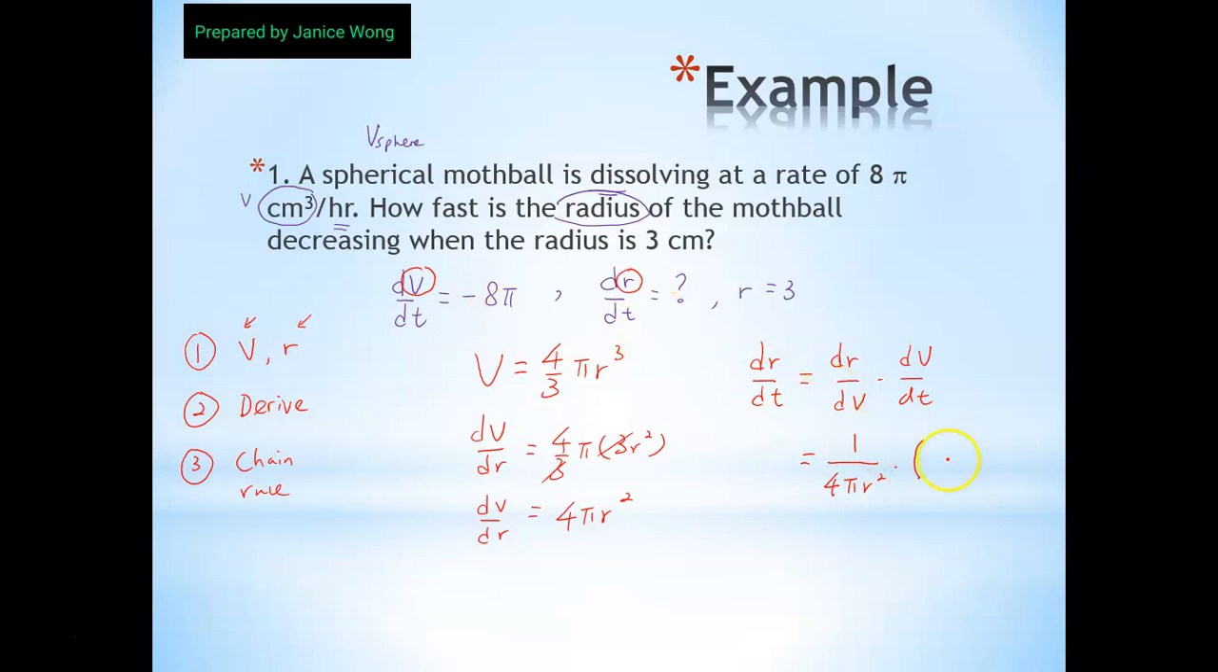given by the question, negative 8 pi. So simplify, substitute r, which is 3, we get negative 2 over 3 squared, that is equal to negative 2 over 9. This is the rate of change of the radius, so it is cm per hour. Follow the unit.